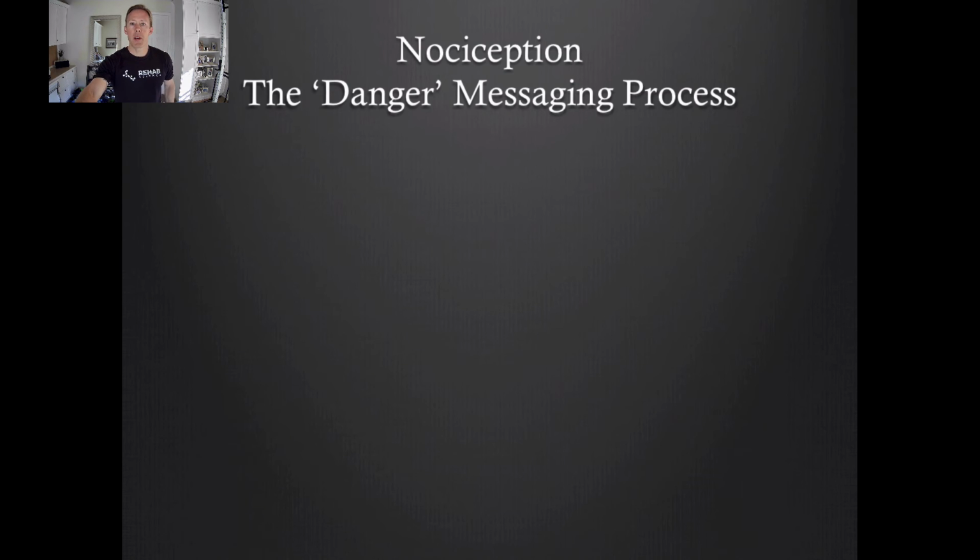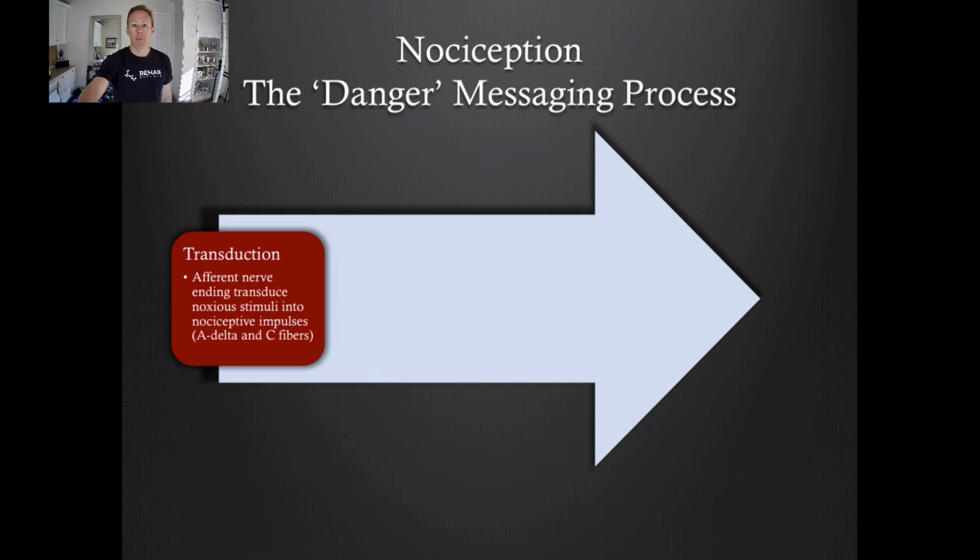Okay, just the last little bit here, I just want to talk a little bit more about nociception, this danger messaging process. So nociception, again: when our nociceptors, those danger receptors, are activated in our tissues, then a nociceptive message will travel up the spinal cord to the brain. So we're just going to look at this whole process. Basically, first we have this transduction process. So afferent nerve endings are nerve endings that carry messages away from our body towards our brain, up the spinal cord towards our brain.